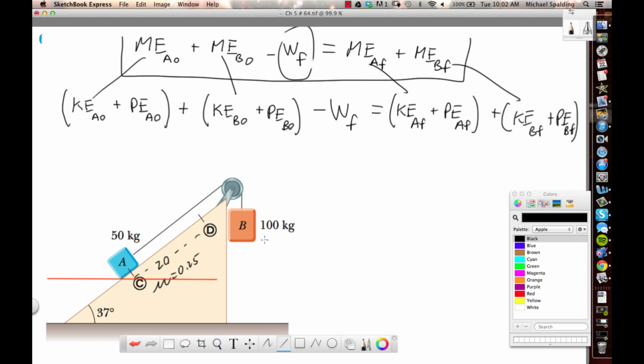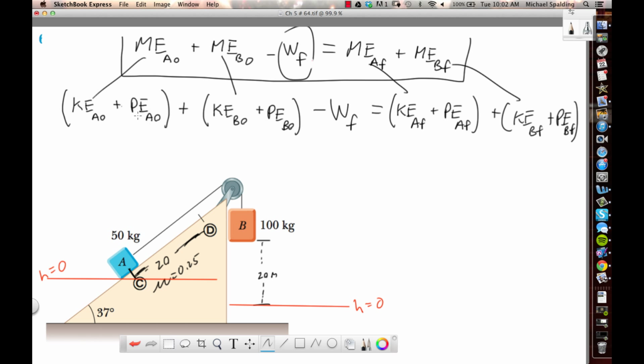So look, what's going to happen to object B? Object B is going to drop how far? 20 meters. How do I know that object B drops 20 meters? Because how far does object A move? 20 meters up the incline, so object B drops 20 meters. The 0 point for object B is going to be here, 20 meters down. So that is where H equals 0 for each object. This is definitely a more complicated problem. Would you agree?